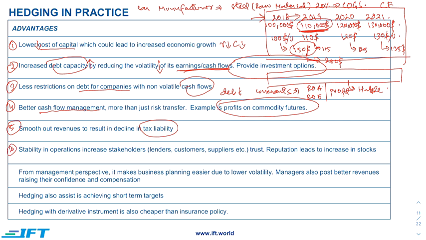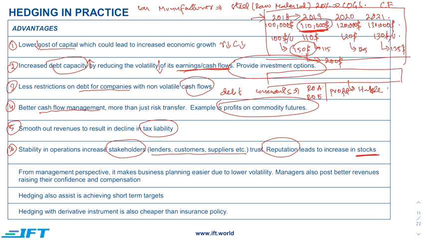This stability in your numbers, in your financials, also provides stability in operations for your stakeholders. So basically, the lenders, the customers, the suppliers, they trust your organization. They are not concerned about the operations. They don't see any significant risk, and this reputation actually leads to an increase in your stock and your ultimate value at the stock market.